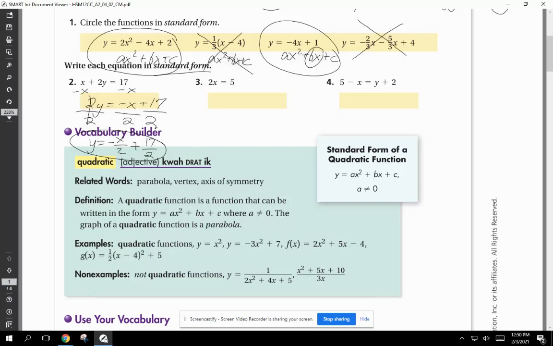Whenever you see an x by itself in this chapter, guys, you're going to solve for 0. So you're going to subtract 5 from each side, like this. So this answer will be 2x minus 5 equals 0. That's standard form.